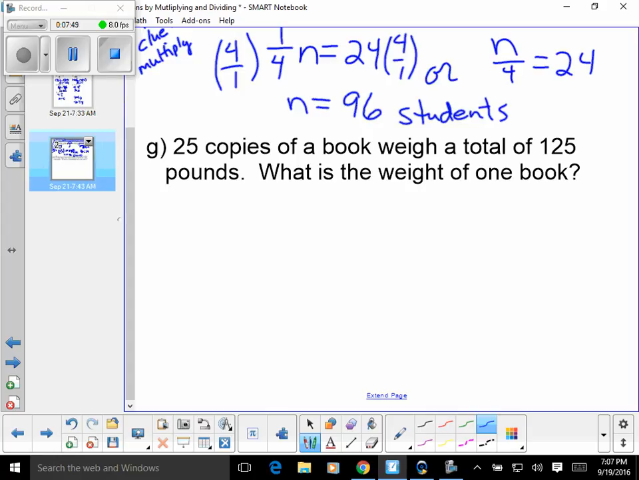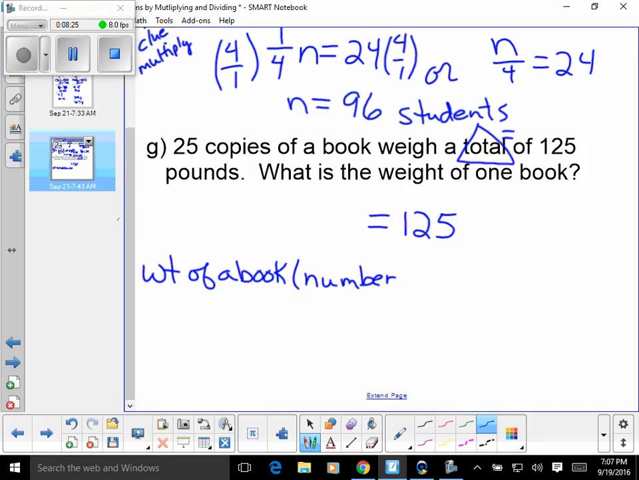In this particular case, G, we are looking at 25 copies of a book, weigh a total of 125 pounds. Well, this total, that's your equal sign. Equals 125. What is the weight of one book? Okay? Now the truth is, the weight of a book times the number of books should equal the total.